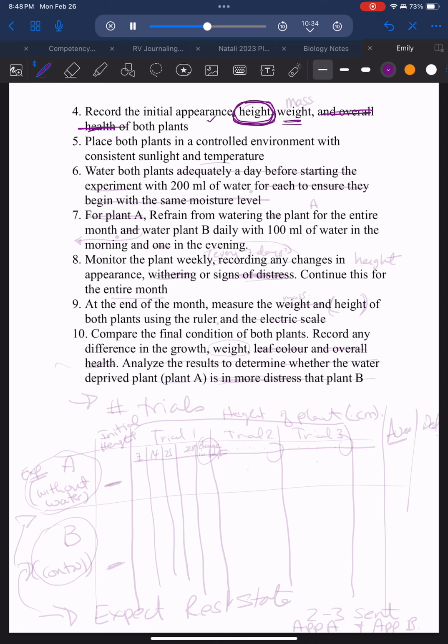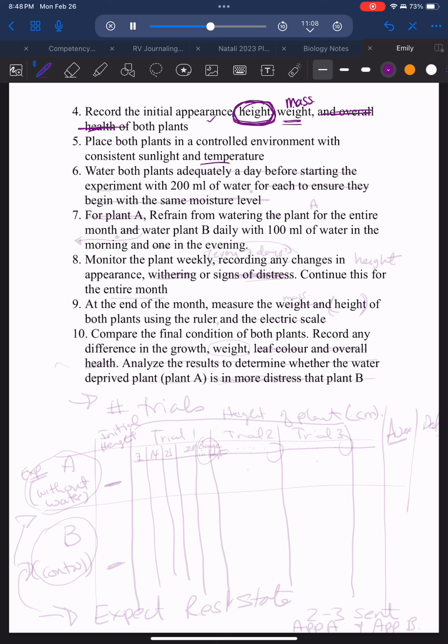If you decide to keep weight, change the word weight to mass, okay? But as long as you're focusing on height, you're good to go. Number 5, place both plants in a controlled environment with consistent sunlight and temperature. Okay. How are you going to control temperature, no?